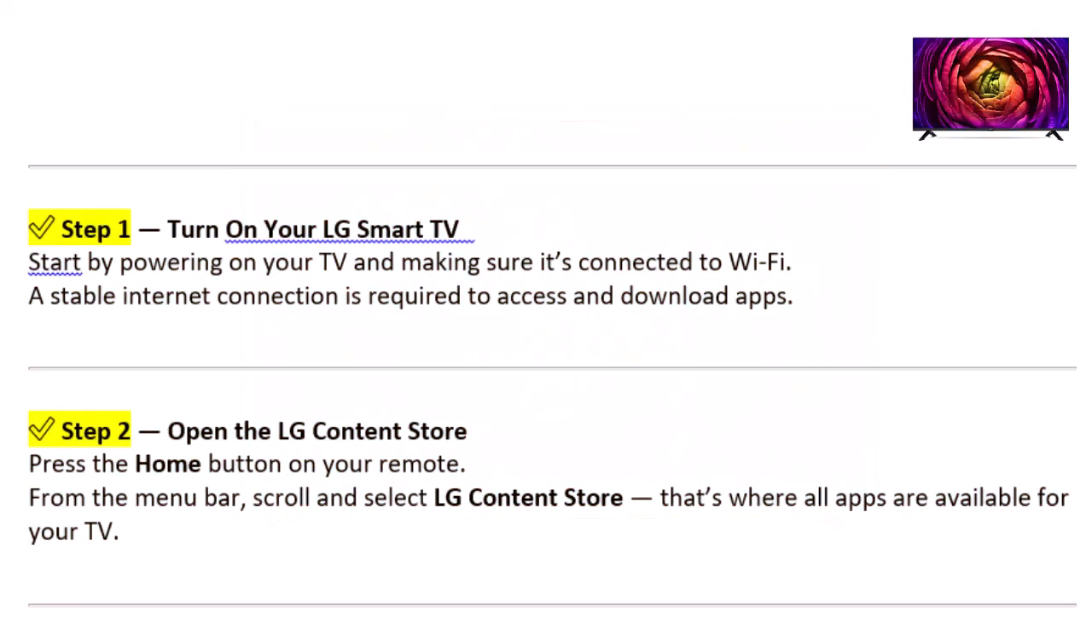Step 1, turn on your LG Smart TV. Start by powering on your TV and making sure it's connected to Wi-Fi. A stable internet connection is required to access and download apps.